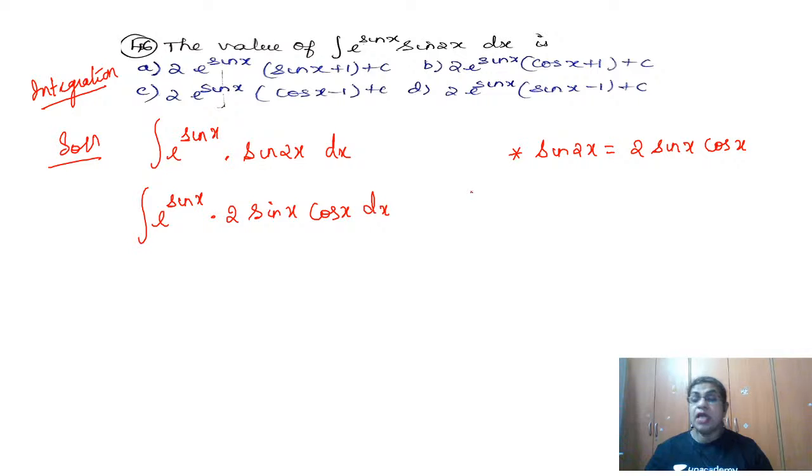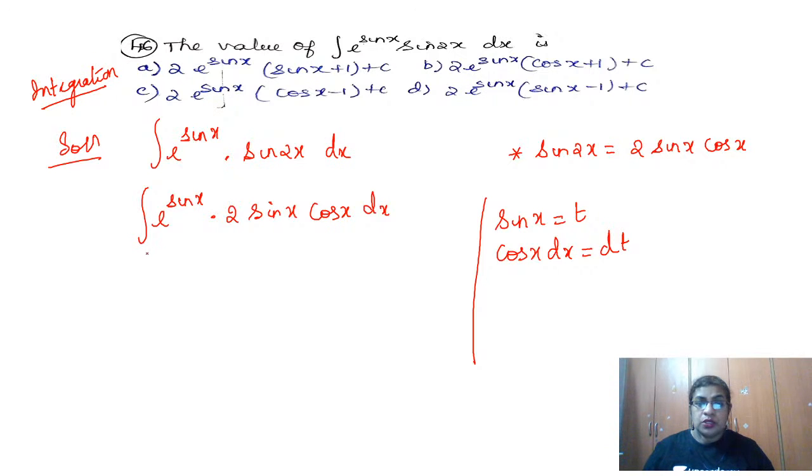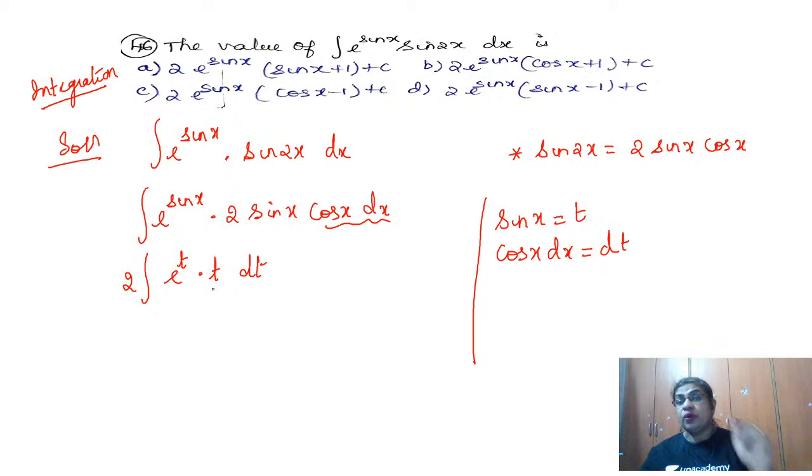Now what we do is we take the substitution. We have learned substitution in integration. So what is the substitution here? We take sine x is equal to t. So cos x dx will become equal to dt. Okay, so let us substitute now. So therefore this is equal to 2. I will write outside. So I'm getting e to the power t into sine x means t. What is cos x dx is equal to dt. Now this question changed to which type?